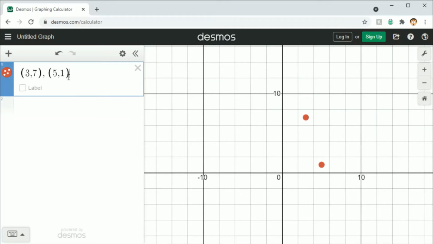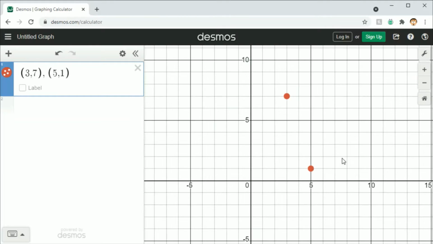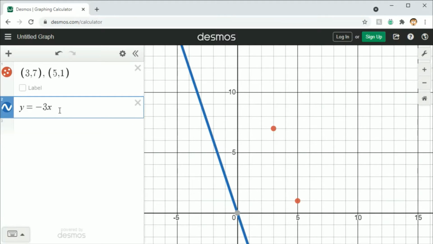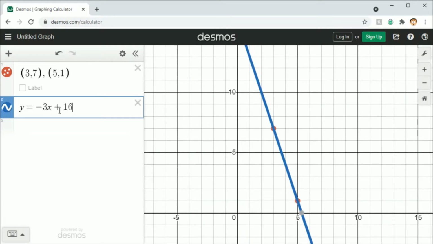Okay, so I've opened up Desmos. I've already put in those 2 points that are on our line, or are supposed to be on our line. That's 3, 7, and 5, 1. You can see that they've shown up here in red. I can actually zoom in a little wee bit. Not too much. And now I want to see if my equation works. So if it works, it should go through those 2 points. And I have y equals negative 3x plus 16. And it certainly does look like it goes through those 2 points. So I think we're in good shape. Okay, kind of cool, huh?